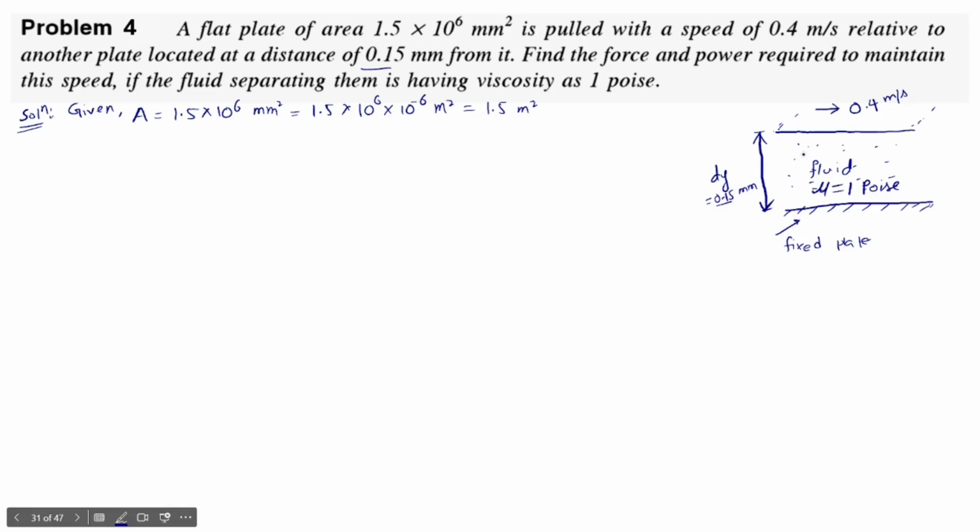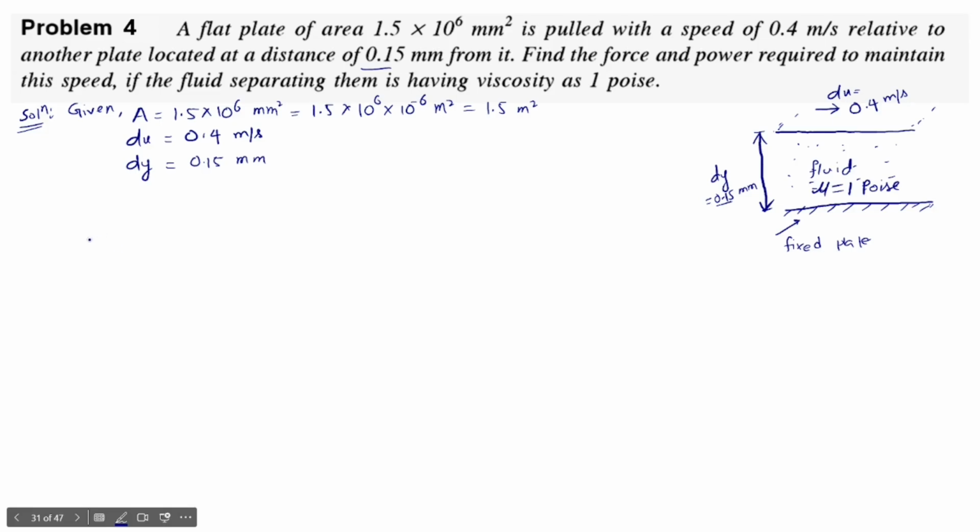Now the speed of this moving plate relative to the other fixed plate is 0.4 meter per second. So I will say that this is my du. du is the speed of this moving plate relative to the fixed plate, so I'm writing du = 0.4 meter per second. And what is the distance between the fixed plate and the moving plate? That is dy, and it is given as 0.15 mm.